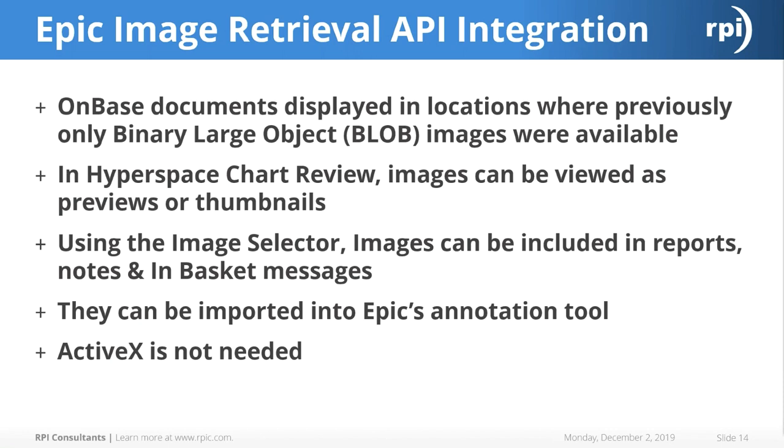The Epic Image Retrieval API integration allows OnBase documents to be displayed in locations previously where only the blob images were available, such as Hyperspace and MyChart. So some examples of this is when you're in chart review, you can see the OnBase documents as a preview or thumbnails. You're able to include them in reports, notes, or in-basket messages using the image selector. They can be imported into Epic annotation tools.